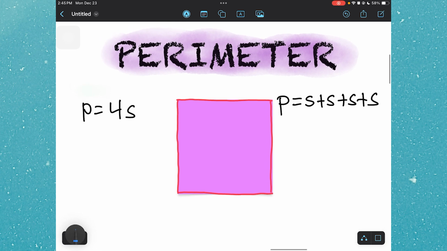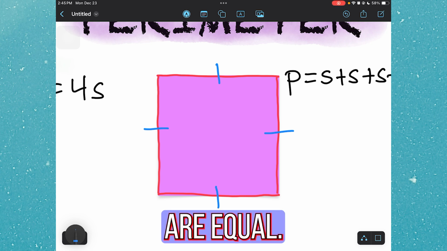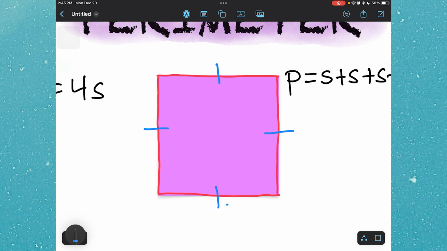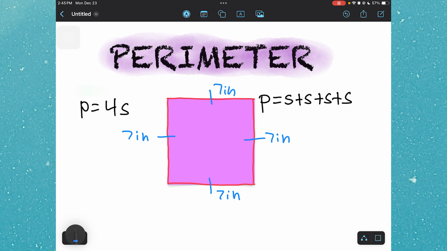Now there are several things that you need to know about a square. The main thing that we need to know about a square is that in a square, all sides are equal. So if the bottom is 7 inches, so is every other side, because in a square, all sides are equal. So now that we know what perimeter is, which is the distance around a shape, and now that we know that in a square, all sides are equal, now we can find the perimeter.